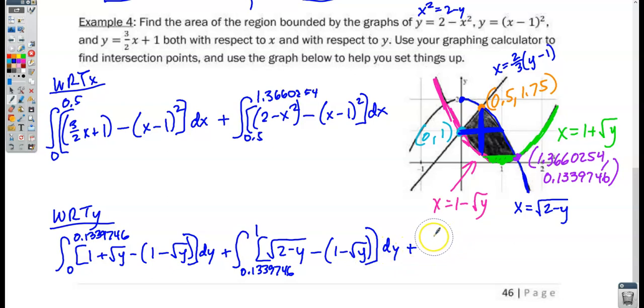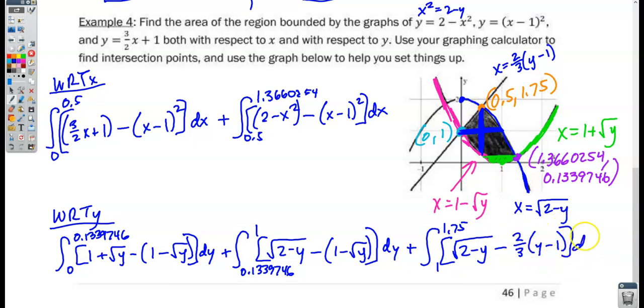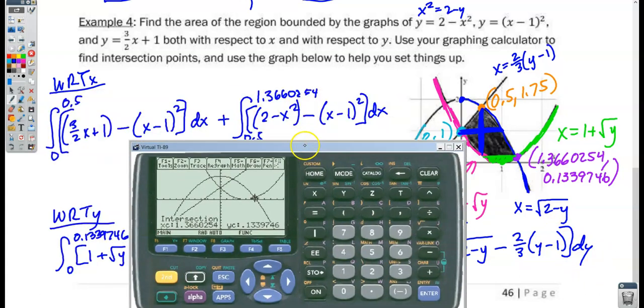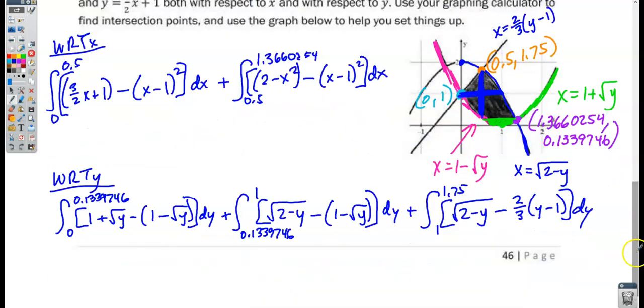And then the last region is going to be the integral from 1 to 1.75. And this time the upper boundary is square root of 2 minus y. And the lower boundary is the quantity 2/3 times y minus 1 dy. And then I can just go ahead and use my numerical integral to find these. I'm going to go ahead and do it with respect to x first.